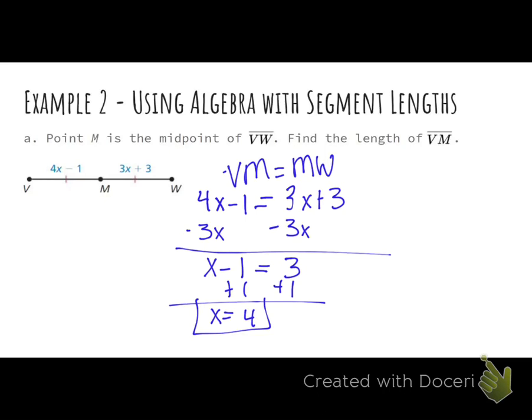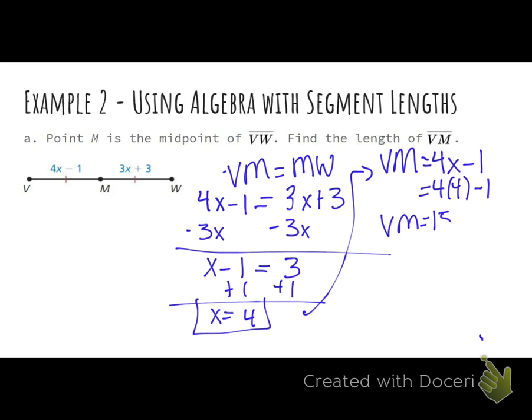So from there, we know that VM, I'm going to go here. VM, that's not a V or an M. VM equals 4x minus 1. We know our value of x is 4, so that's going to be 4 times 4 minus 1. What's 4 times 4? 16 minus 1? 15. So we have VM equals 15.